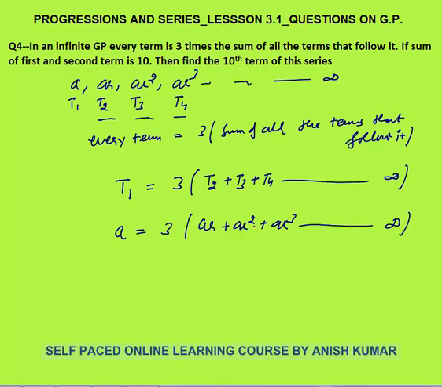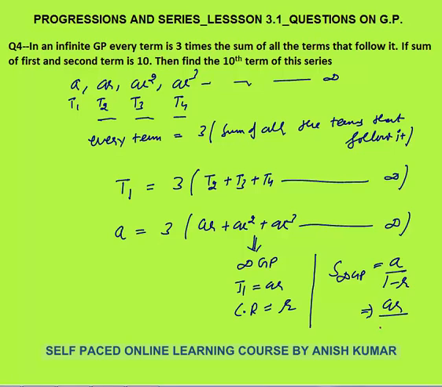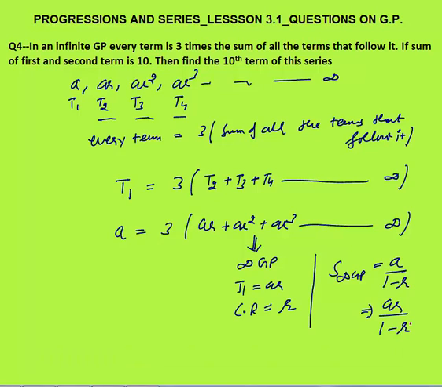Now this is an infinite GP with first term AR and common ratio r. Common ratio is small r: AR square by AR, AR cube by AR square, r. So common ratio is r. First term is AR. We know that the sum of an infinite GP is A upon 1 minus r, where A was the first term. So here the first term is AR, and this will be 1 minus r because the common ratio is r.